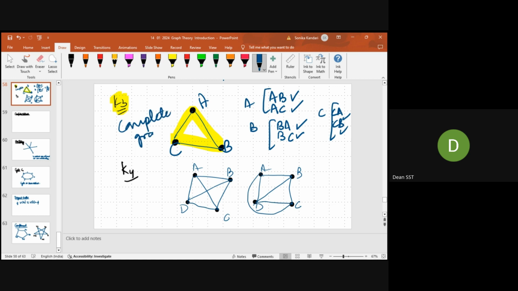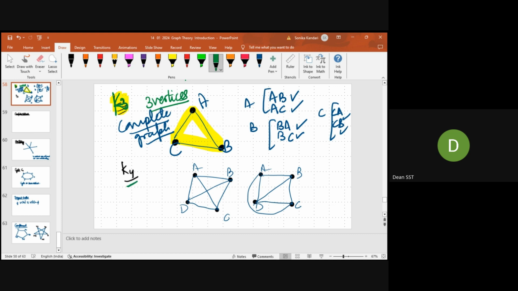Is it clear? Complete graph with three vertices. Therefore, it is represented as K3. The 3 stands for the number of vertices.